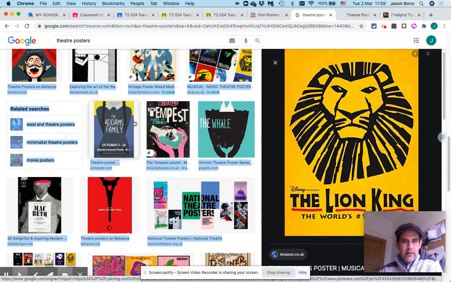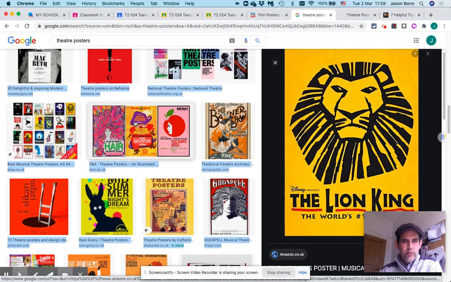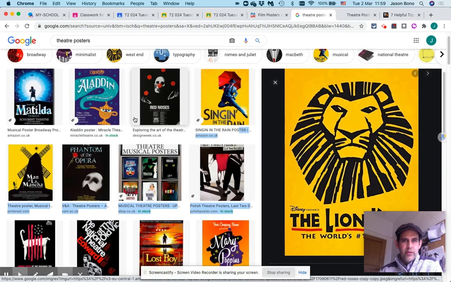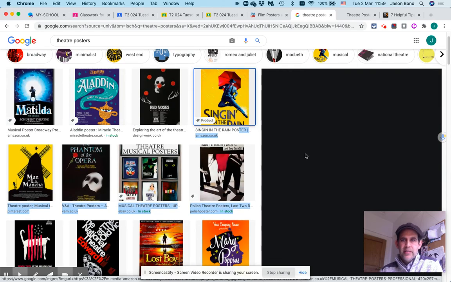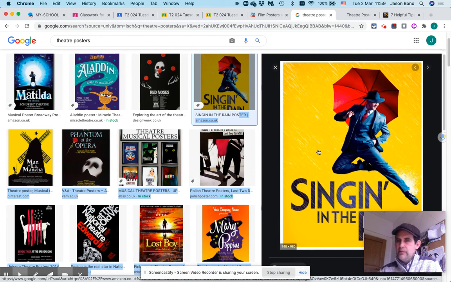I'll just scroll through. Sorry, there were a couple I wanted to show you. You can look at Singing in the Rain. Again, an interesting layout. The shapes here might catch our attention. The text has rain going through it, which is nice. Very clean, simple lines. Angles, just like in the picture. And it captures our attention just through the shape.